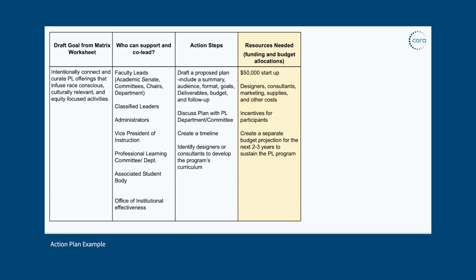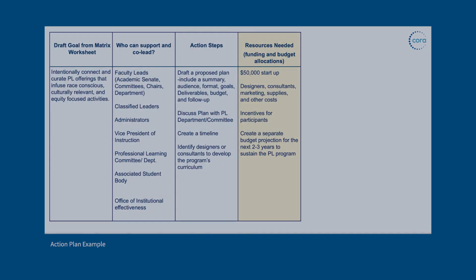So create a separate budget projection for the next 2 to 3 years to sustain the professional learning program. One of the things that we talked about in the earlier module was professional learning versus professional development, and sometimes professional development had a characteristic of being one-time offerings or just here and there, right? And so we want to remember that professional learning is seen as something that's sustained over time and is ongoing.